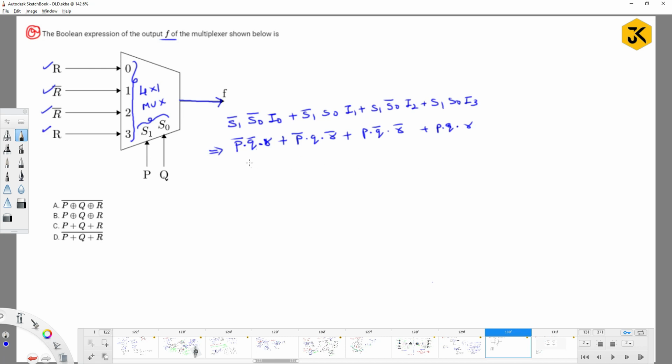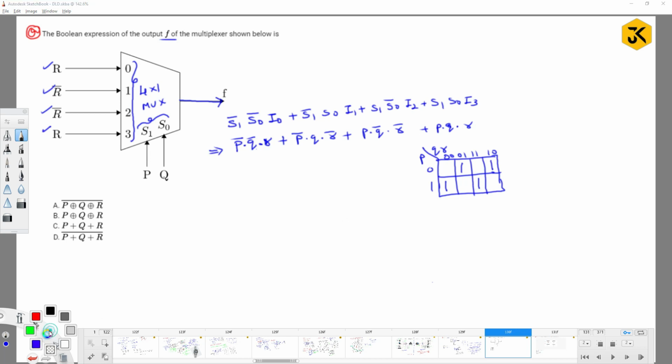So I need to minimize it. If I need to minimize it, it's better to go with K-maps. As there are 3 variables here, I can go with the 3 variable K-map. P, Q, R, this is 0, 1, 0, 0, 0, 1, 1, 1, 1, 0. Now this one represents 0, 0, 1, and the second minterm represents 0, 1, 0 at this position. Third minterm 1, 0, 0. Fourth minterm is 1, 1, 1.